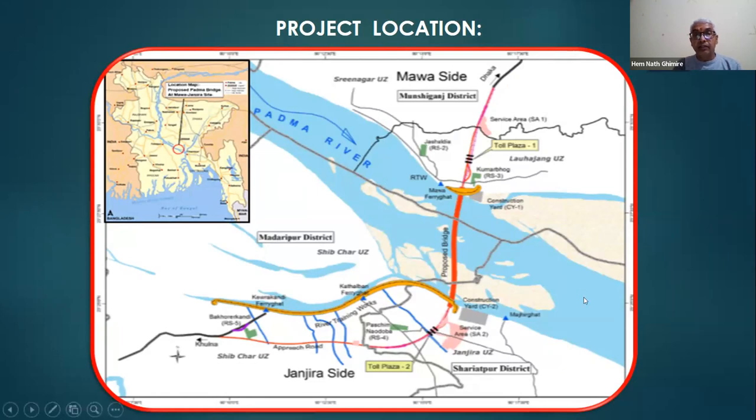The river at the site flows west to east, so the river banks are north and south. North bank is Mawa, and south bank is Zanjira. So this river, let me give you brief information about this Padma River.